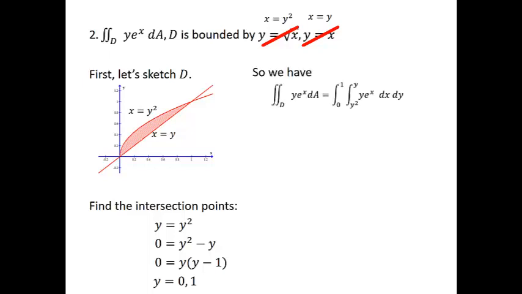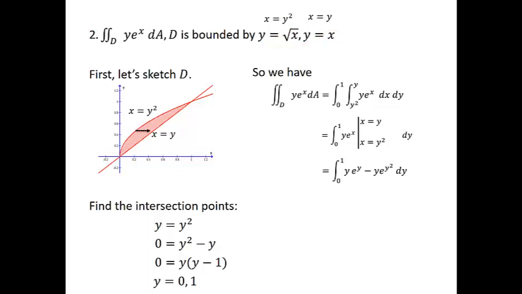So this time, we'll set up our double integral over D, thinking of dy on the outside. So y is bounded between the numbers 0 and 1, and x is bounded between the functions y squared and y. So this time we'll integrate with respect to x first. We get the integral from 0 to 1 of y e to the x, evaluated for x between y squared and y. So we replace x with y minus what we get when we replace x with y squared.